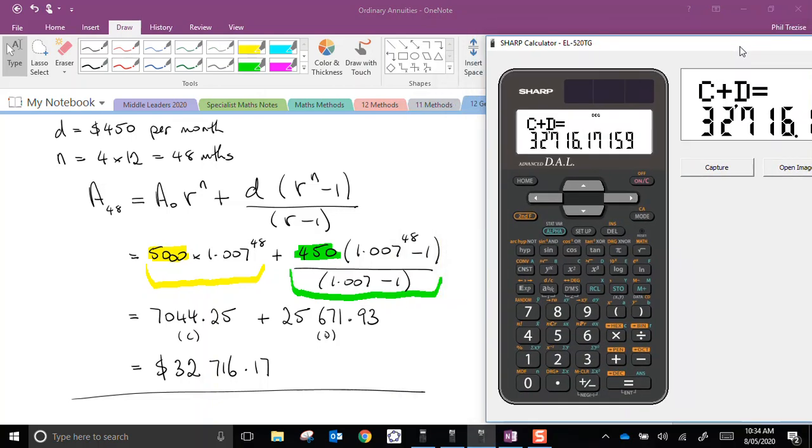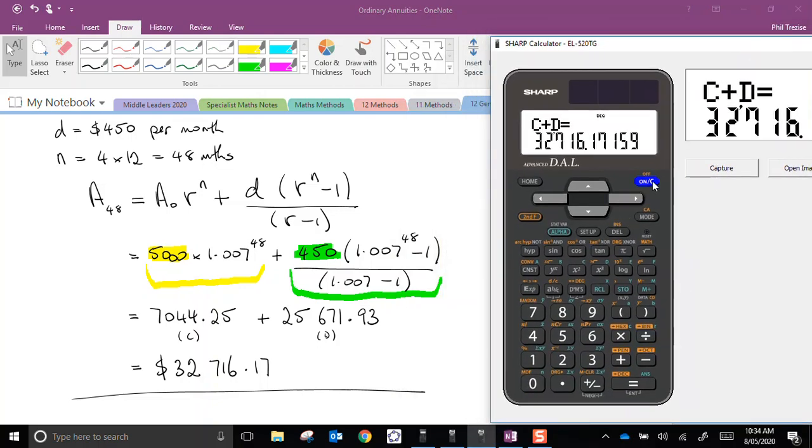Now, this is beyond the question, but just as a matter of interest, it's fun sometimes to work out exactly how much of that $32,000 was contributed by our investor. So there were 48 payments of $450 that were deposited. So this number here, 25,671, well, 21,600 of that was actually the money deposited.